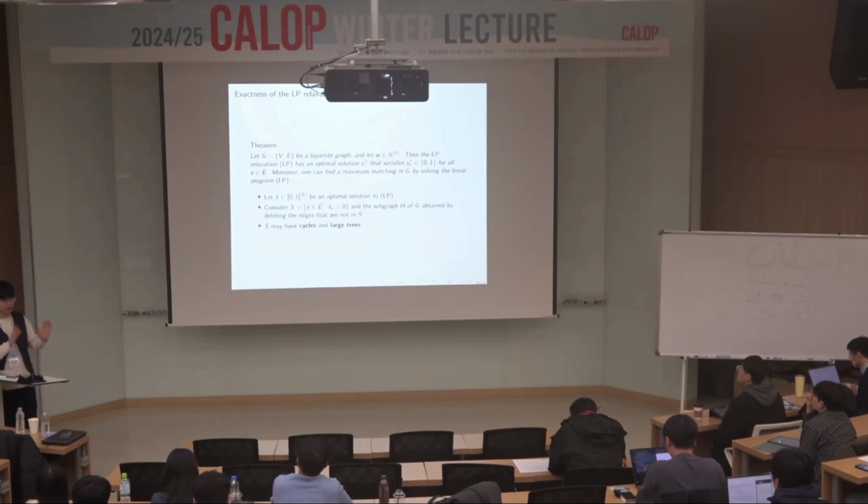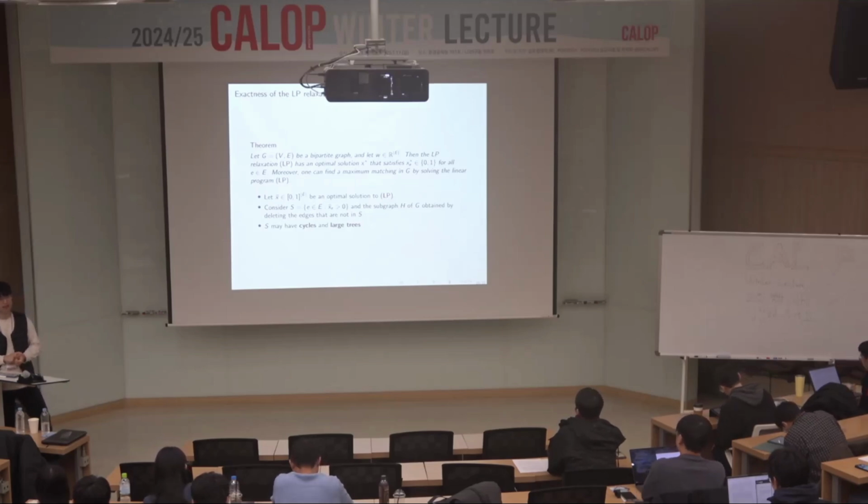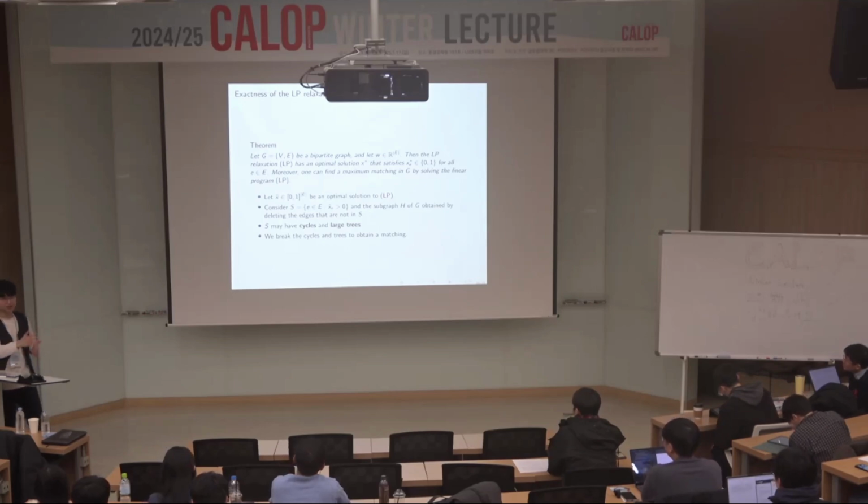Then, if this is a matching, then I'm good. But in general, because these values are fractional, and I include all of them, it could be the case that I take all edges of the graph. In particular, it could have cycles or large trees. What I want to do is to break all cycles and trees, so that at the end I am left with matching edges that are vertex disjoint.